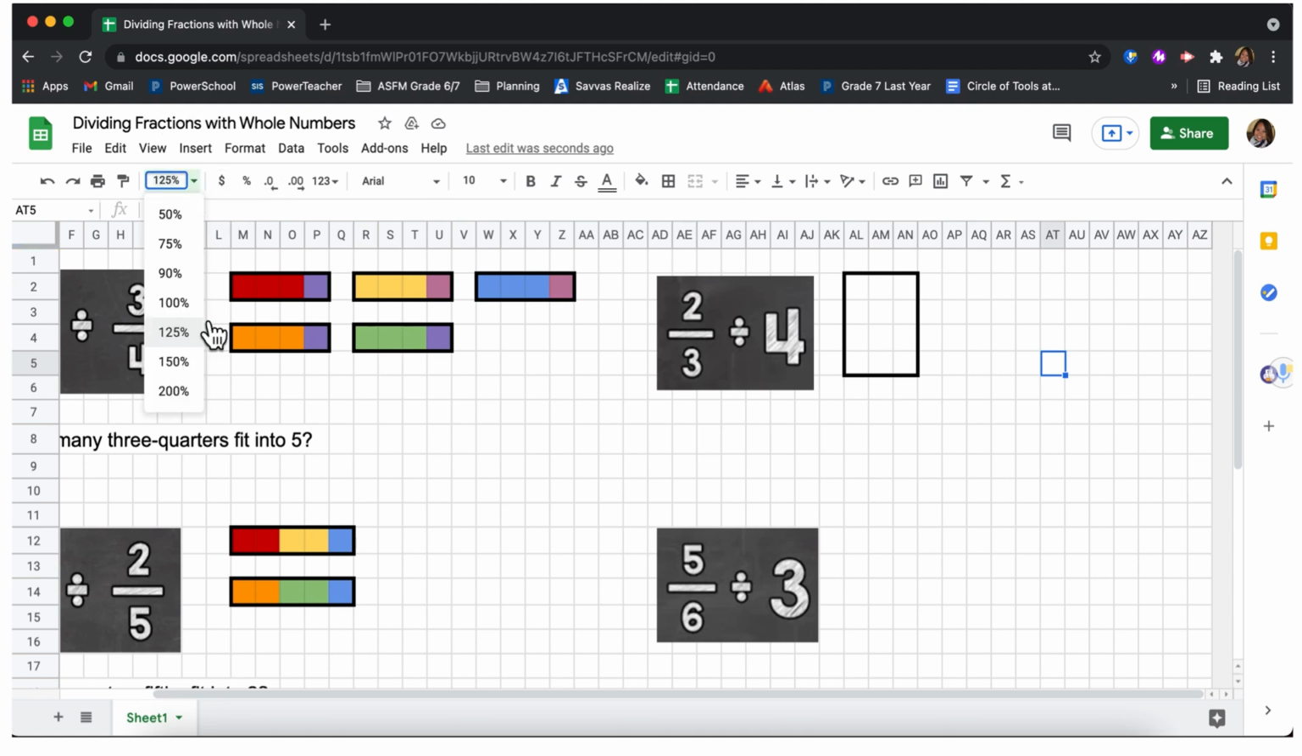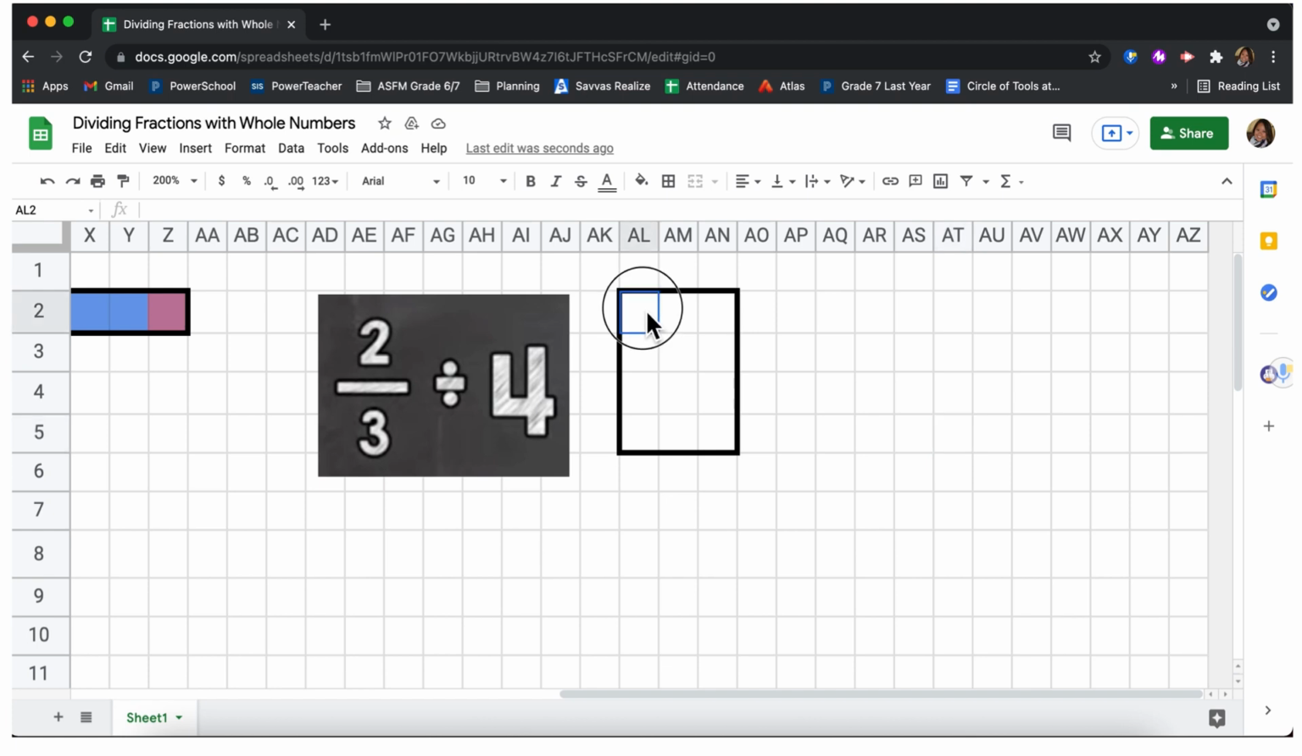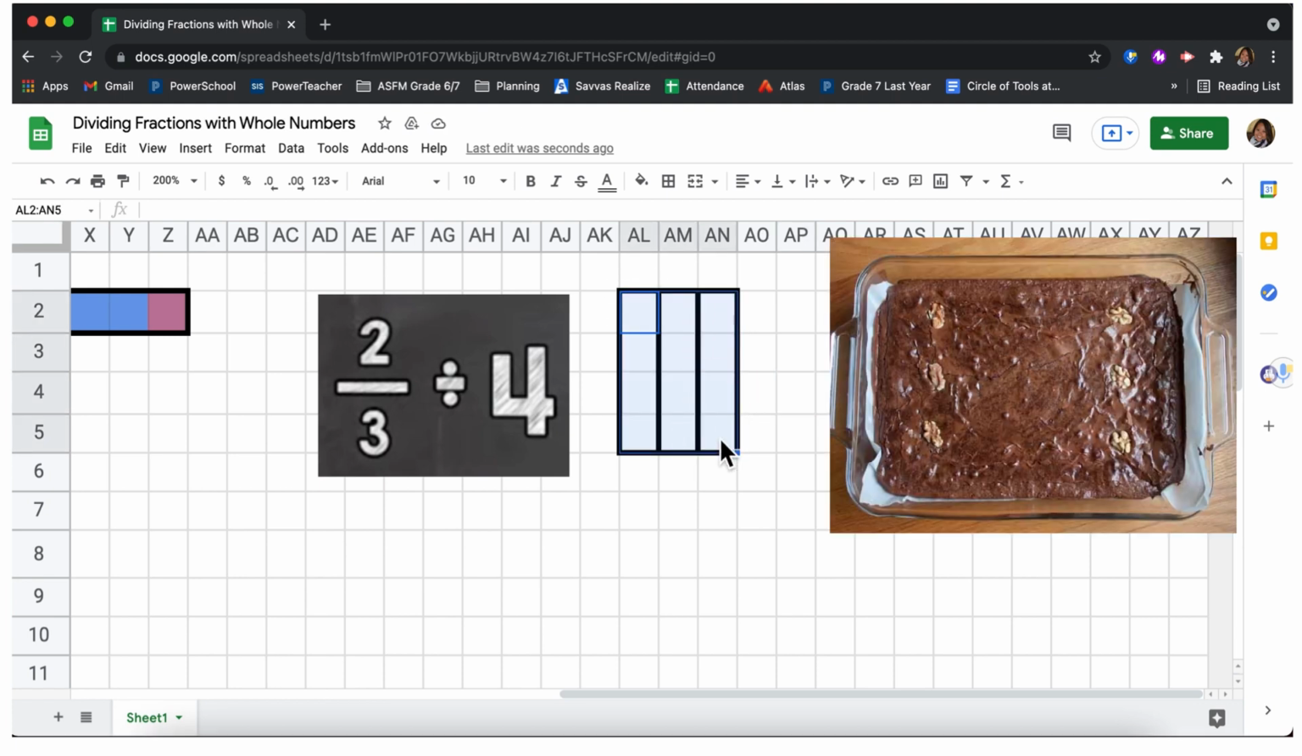And let's just zoom in some more. So here we go. Bring it in much bigger. So now I'm going to break this up like this. So that's a third and another third. So we can pretend this is like a big thing of brownies, and I have 2/3 of it.